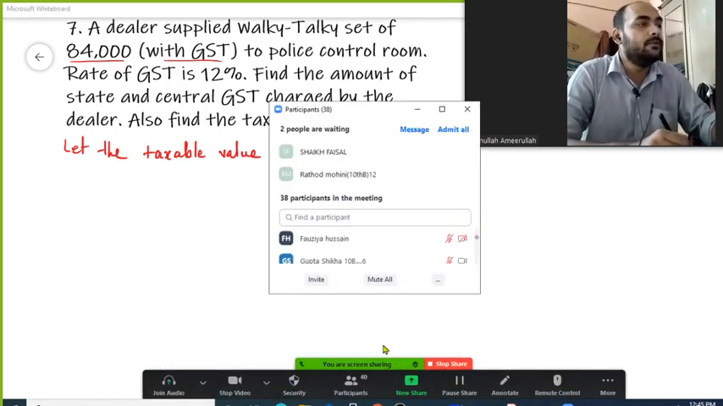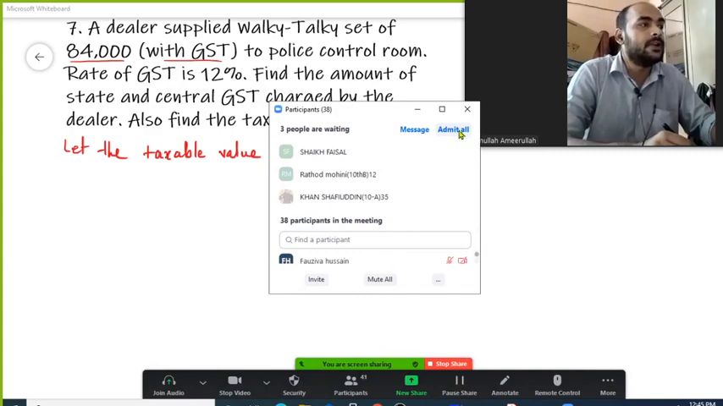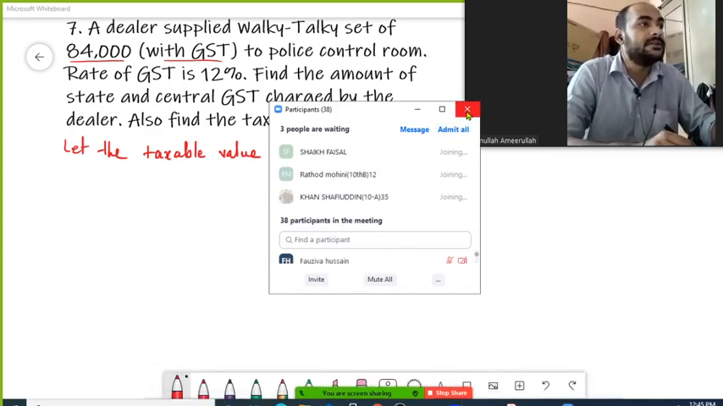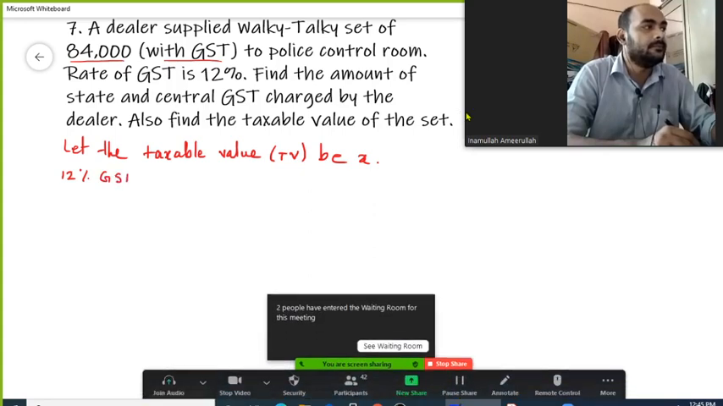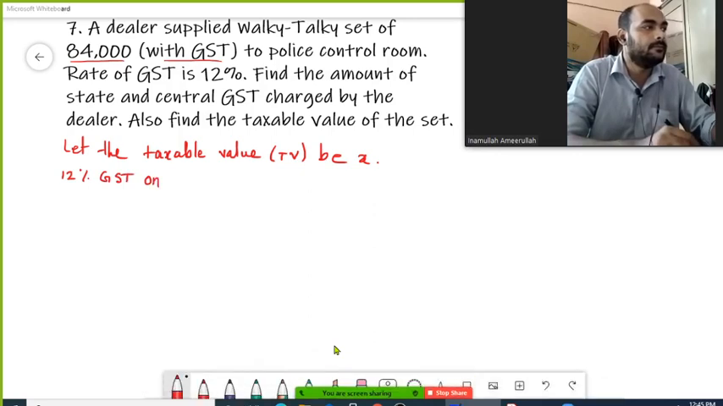According to the question, 12% GST is already charged on this taxable value. So we will calculate 12% GST on the taxable value. Taxable value is x. So 12% on it will become 12 upon 100, that is 12x upon 100.